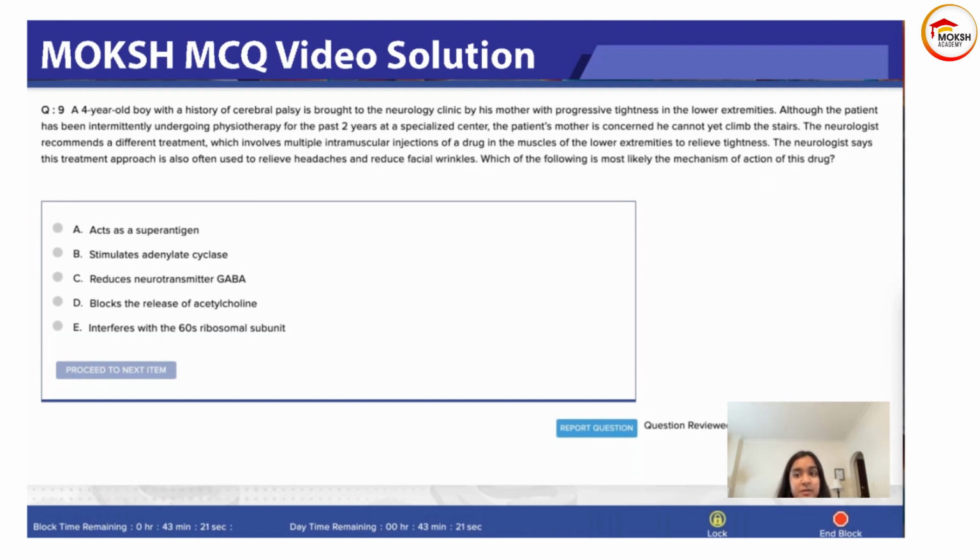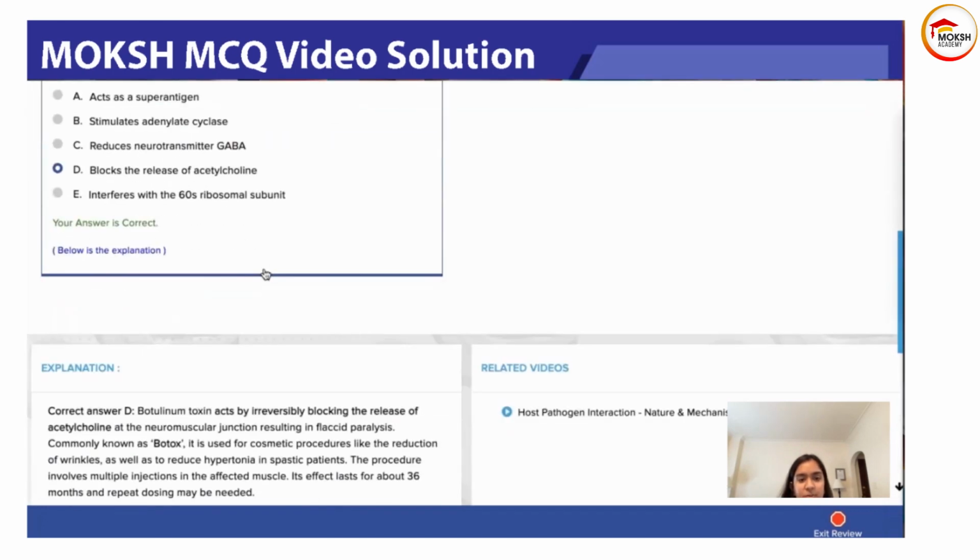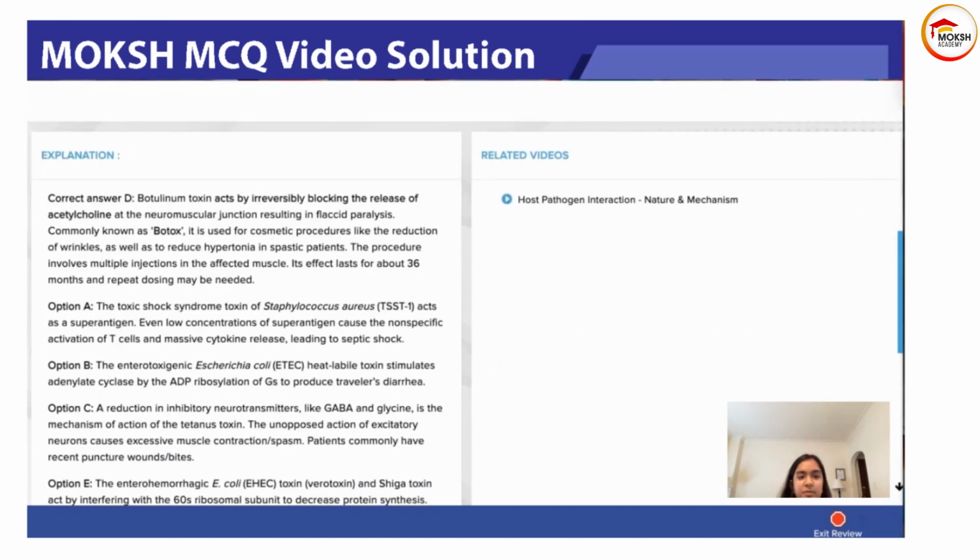We've gone over this quite a few times in the previous classes, so this should be an easy one. Blocks the release of ACH. Okay, so this question was simple. This was botulism. We've gone over this quite a few times. We can go over it once more today.